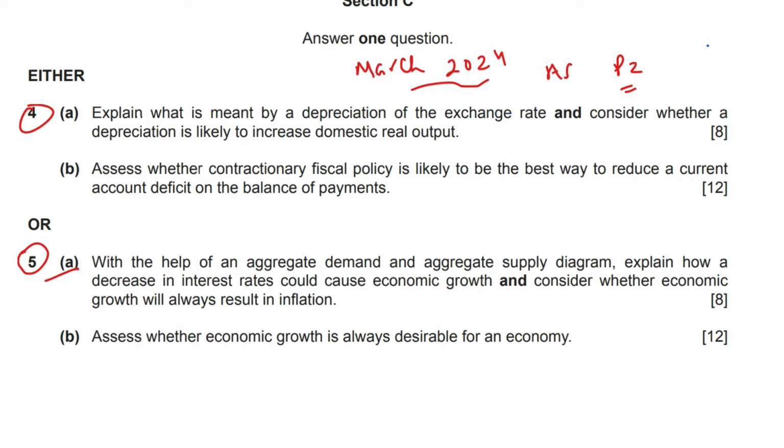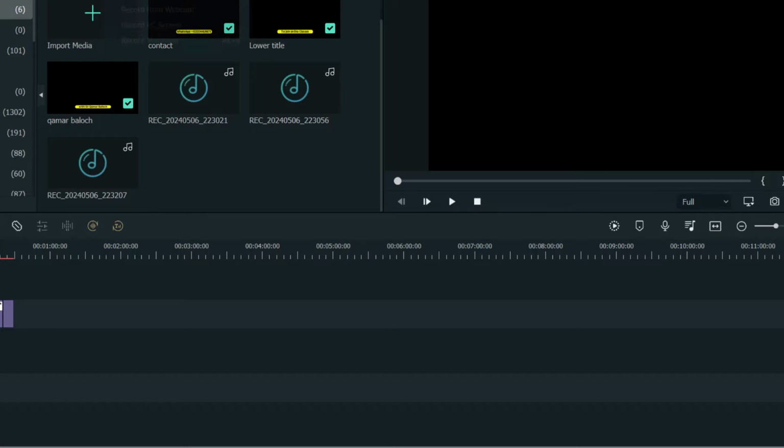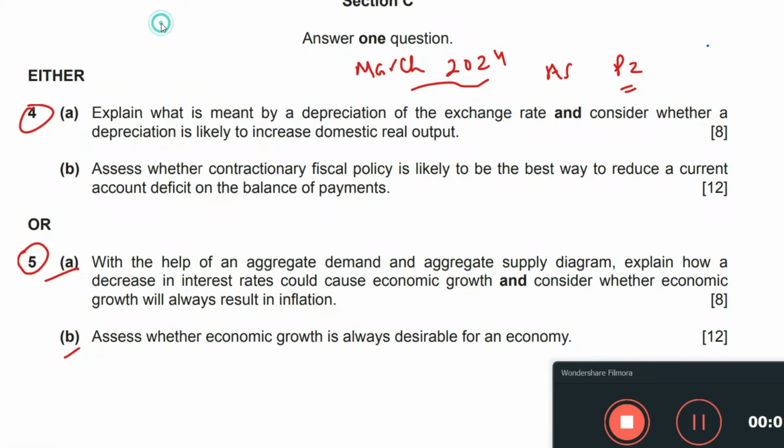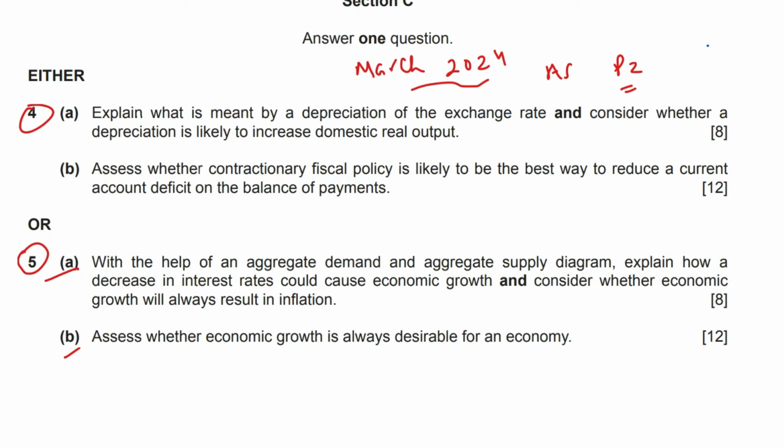Question number 5, parts A and B, both require you to write down assessment objectives 1, 2 and 3. Assessment objective 1 is basic knowledge and understanding, assessment objective 2 is analysis, and assessment objective 3 is evaluation.